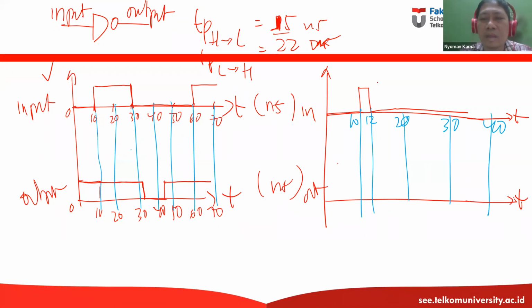Now, the input changes from 0 to 1. So let's say this one is already 1. And the input changes from 0 to 1. Because it changed from 0 to 1, or low to high, the delay is 22 nanosecond. So the output will change from 1 to 0, 22 nanosecond after the change. So 22 nanosecond after the change at 10 nanosecond, the output will change at 32 nanosecond in here.